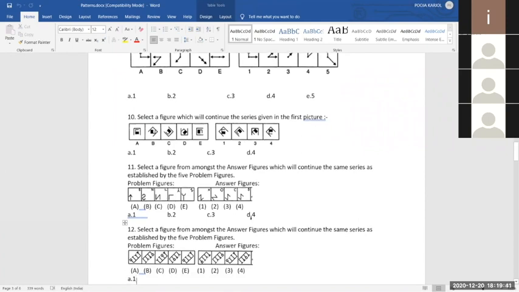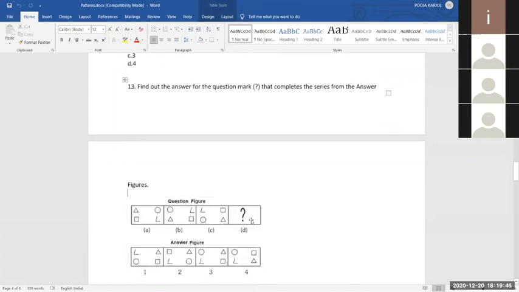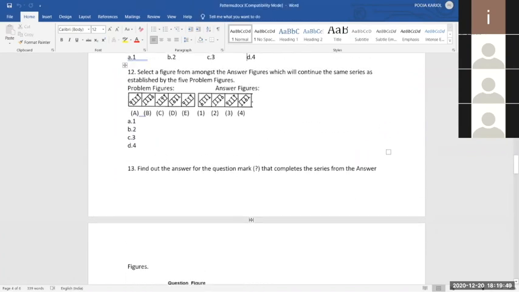Okay, leave the 11th one. I think there is a typing error in that. The question was a mistake, I think. Anyway, try this one, the 12th one.